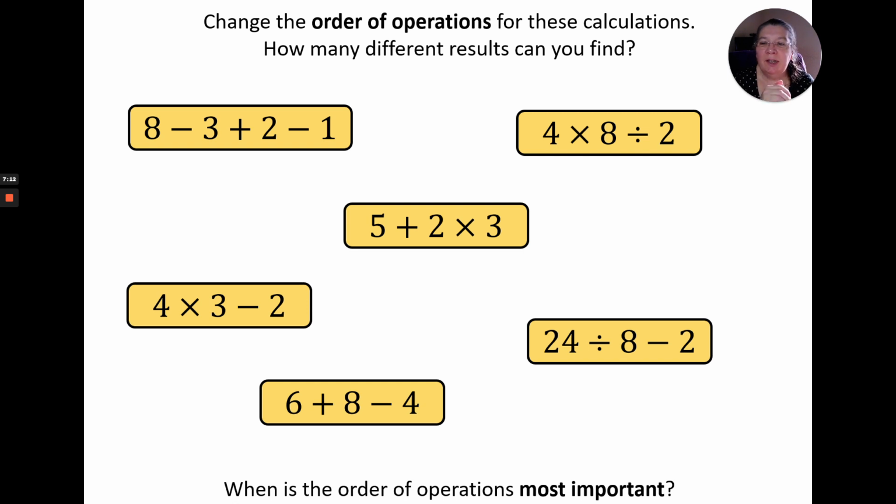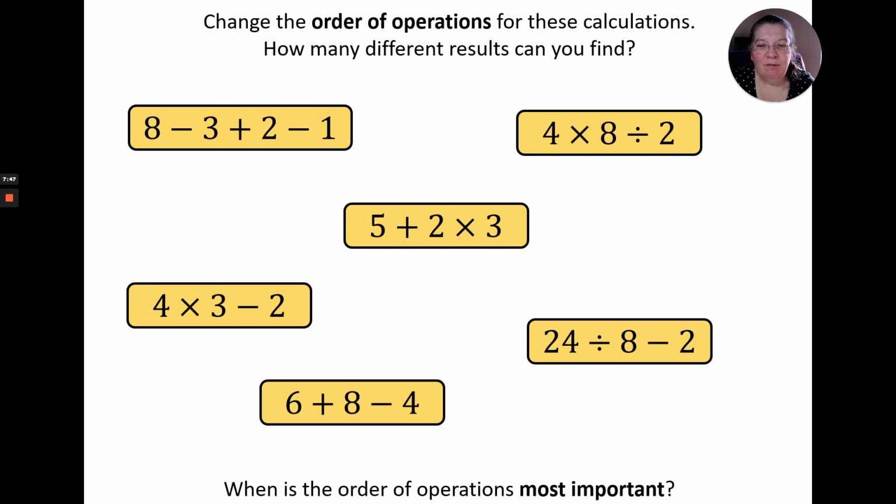So I'll give you an example, then you can have a go on your own. So the first one, 8 minus 3 plus 2 minus 1. Let's just do it in the order it's written. 8 minus 3 is 5. Add 2. 7 minus 1 is 6. So if we did that in another order, let's do the subtractions first and then add the answers. So 8 minus 3 is 5. 2 minus 1 is 1. 5 add 1 is 6.